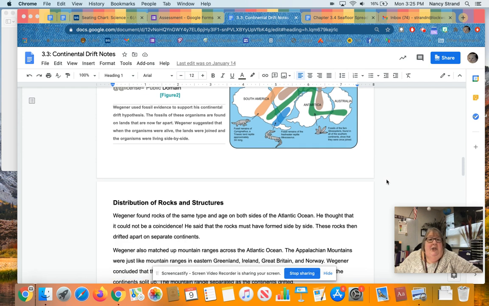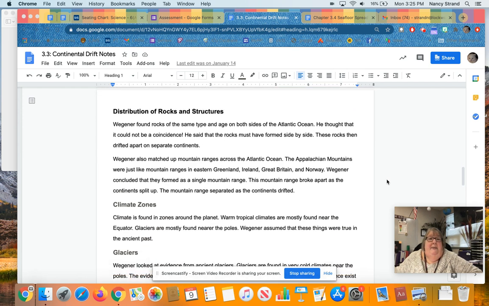The distribution of rocks and structures. Wegener found rocks of the same type and age on both sides of the Atlantic Ocean. He thought that it could not be a coincidence. He said that the rocks must have formed side by side. These rocks then drifted apart on separate continents.